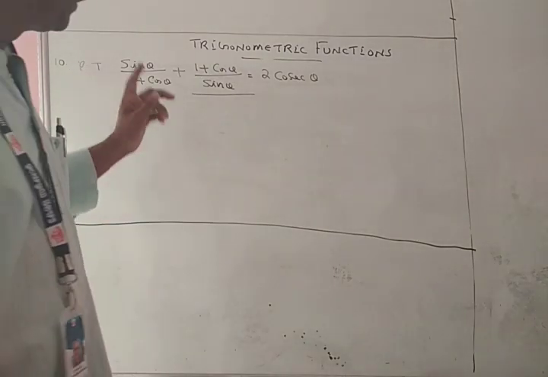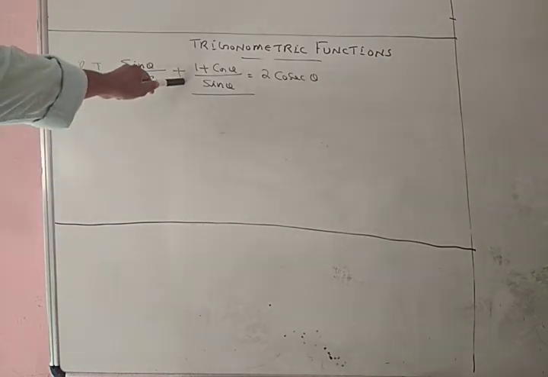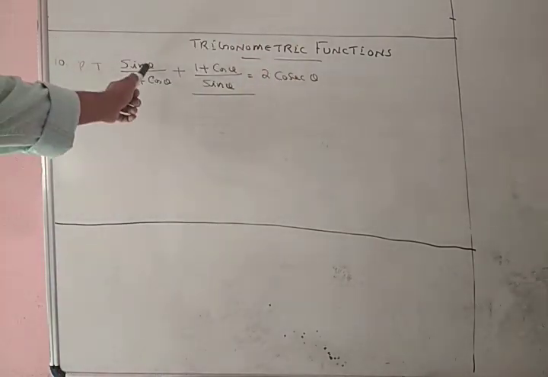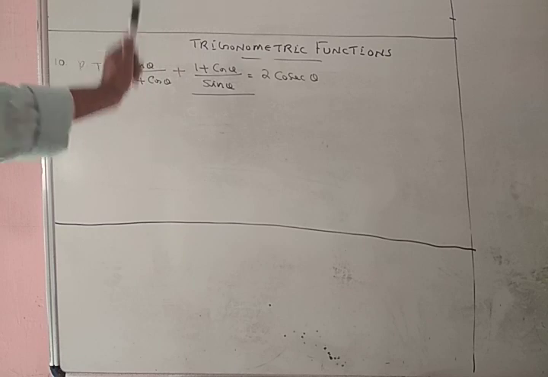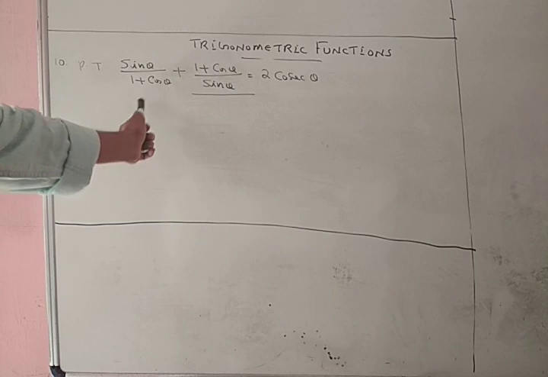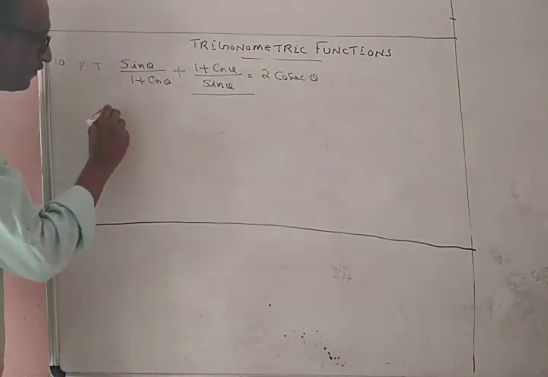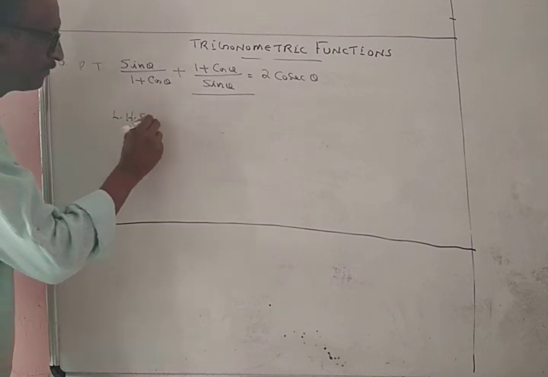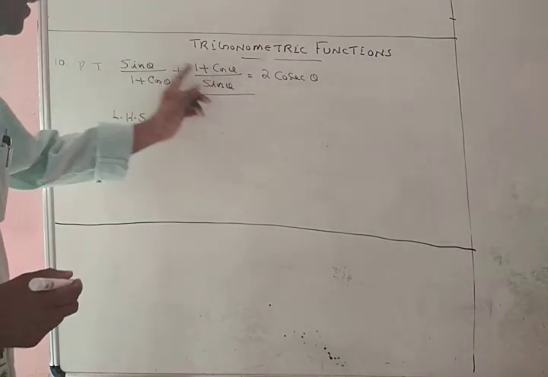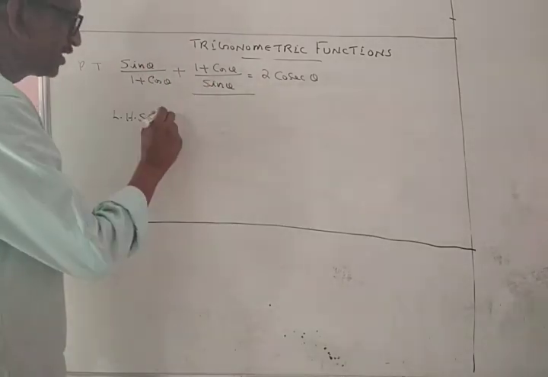Next problem, prove that sin theta by 1 plus cos theta plus 1 plus cos theta by sin theta is equal to 2 cosec theta. Here in the left hand side, addition of two fractions. Therefore technique for simplification is cross multiplication. Left hand side is equal to cross multiply sin theta and sin theta. This one cross multiplication. Sin theta into sin theta is sin squared theta.